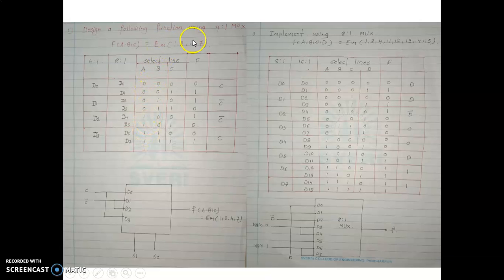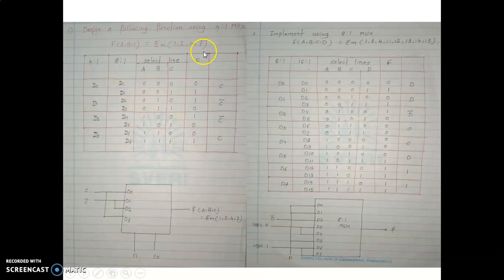We know this example is an 8 to 1 mux. So at the left side we have to write the 8 to 1 mux inputs, that is D0 to D7. Now we have to implement this 8 to 1 mux by using a 4 to 1 mux. So we have to make groups: D0, D1 make one group, D2, D3 make one group, D4, D5 make a group, D6, D7 make one group.